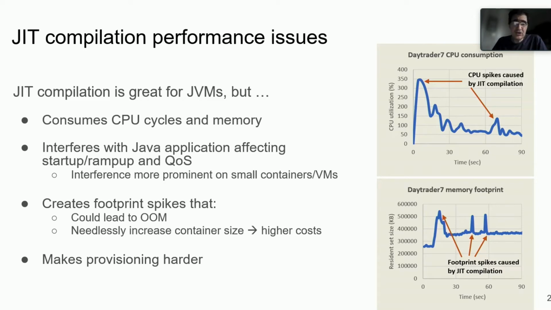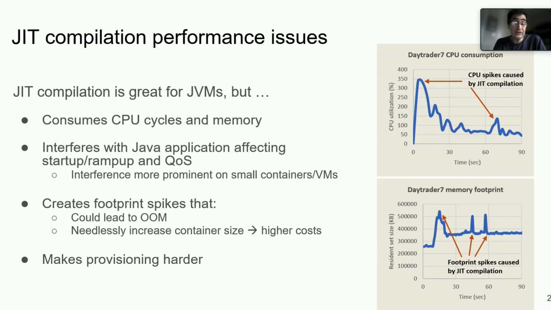A similar situation happens for memory consumption. The JIT compiler can create footprint spikes that are conducive to out-of-memory scenarios, which can bring down the JVM. So let's look at the graph bottom right. This shows the memory utilization of the same application. At steady state, this application uses about 370 megabytes of RAM, but from time to time, there are big spikes in memory usage caused again by JIT compilations.